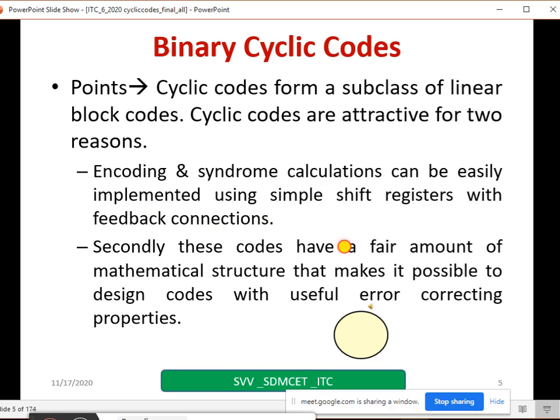Secondly, these codes have a fair amount of mathematical structure that makes it possible to design codes with useful error correcting properties. Read it once or twice. Take 30 or 40 seconds.